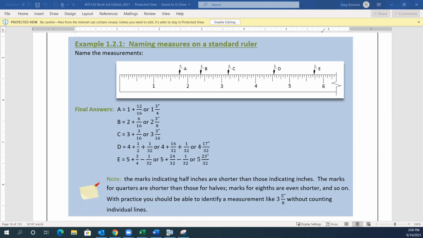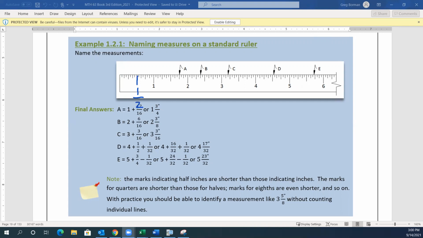so where is A? What's that pointing at? Well, before we get there, we got to understand all these little tick marks here. So you'll notice that the tick marks are different sizes. If we start over here, the biggest tick mark between there and the 1 inch mark is right there. That's going to be the 1/2 inch. So that is half.